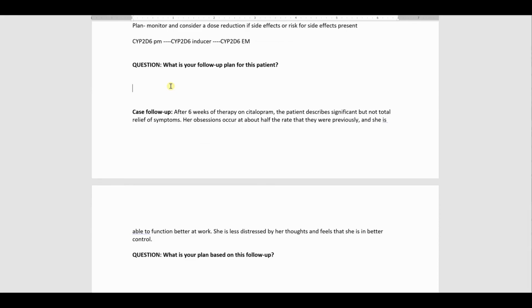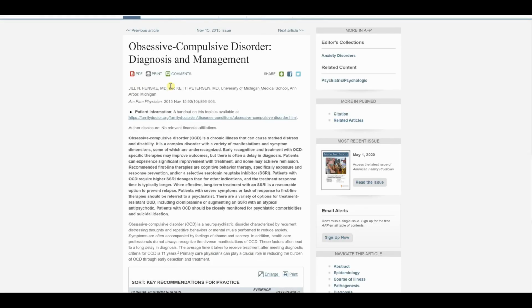And really you just want to monitor response and monitor side effects. So quick teaching point is, how do we monitor response in OCD? For this, I'm going to bring you back to that paper by Fensky and colleagues that I talked about earlier, and we're going to go to the monitoring section.